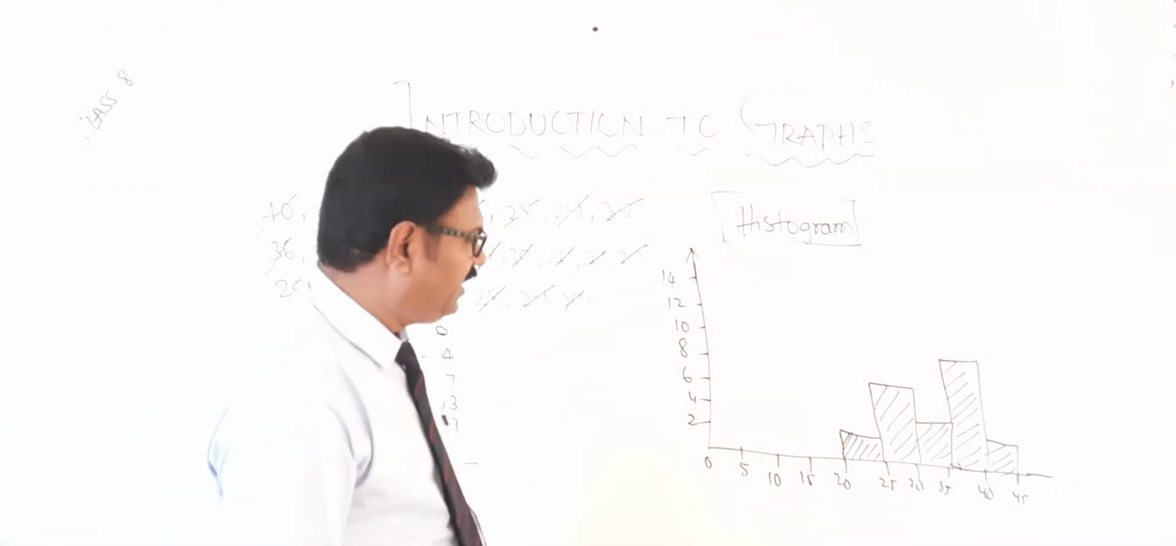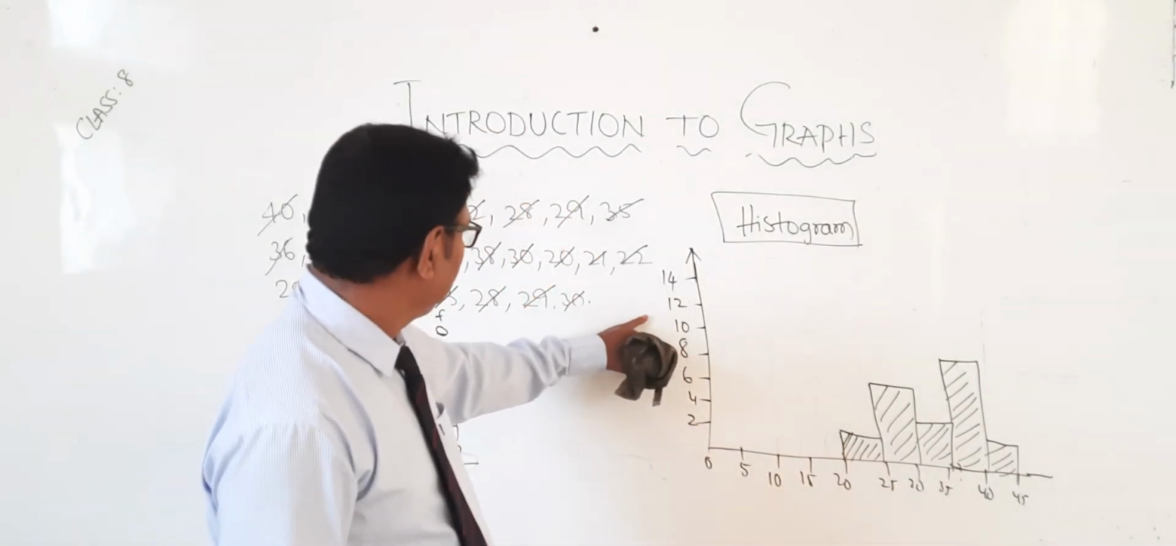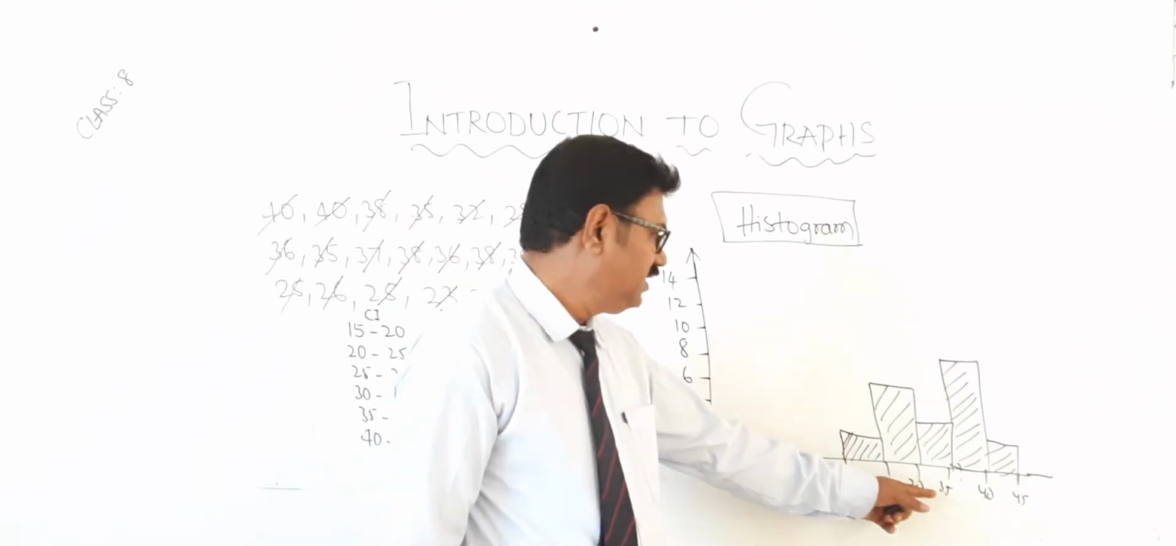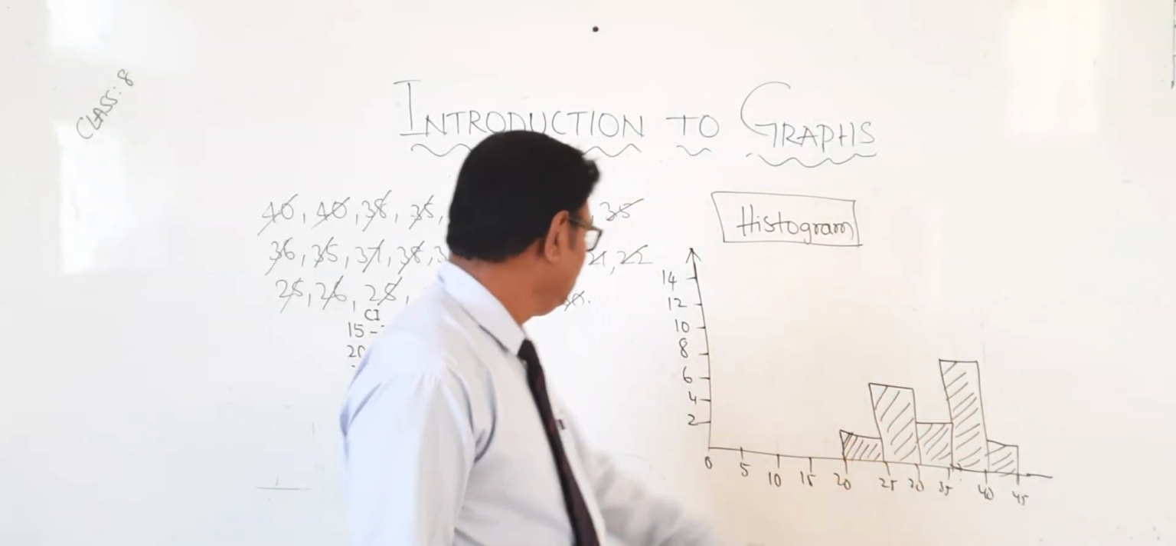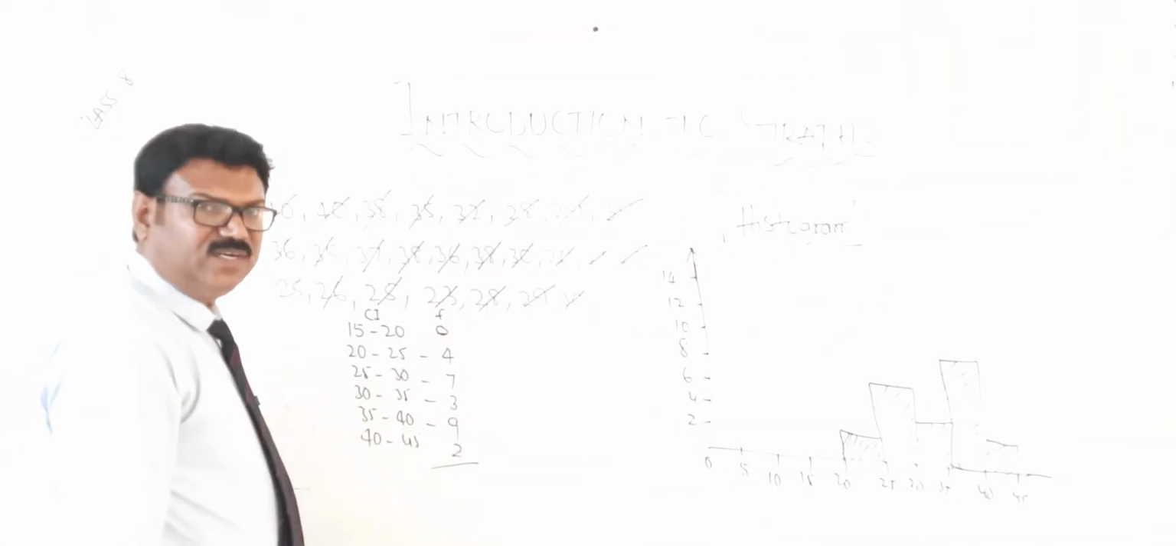Histogram. Here also we can say in which class interval the marks are, which category more students scored. So, in which category? 35 to 40. Here only they scored 9 marks. Okay? Did you understand? Yes.